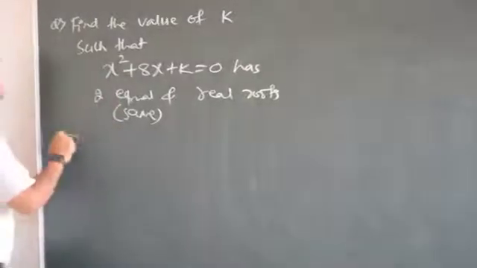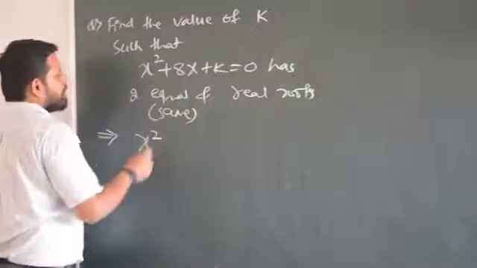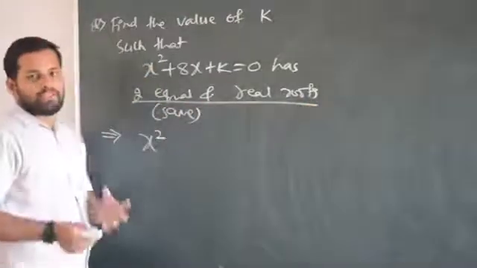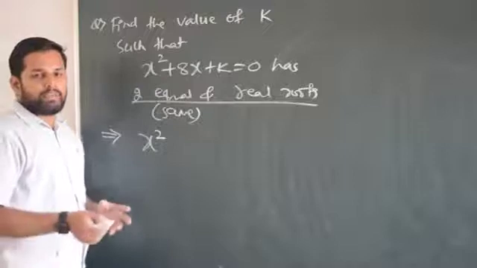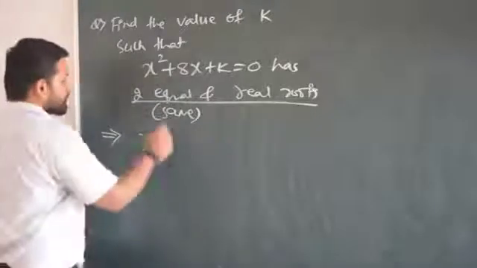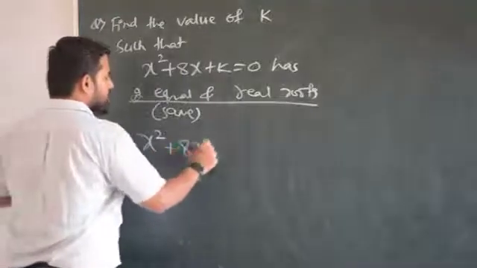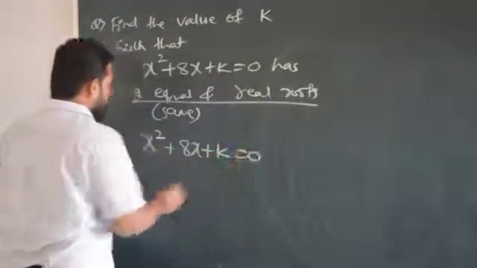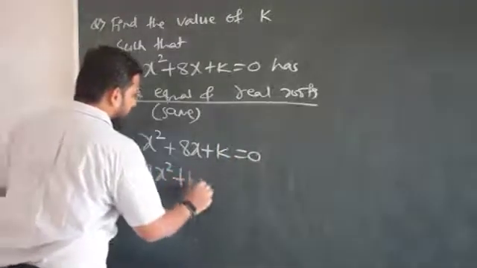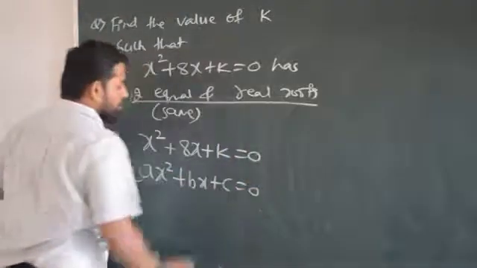Now you know how to do this. Whenever they say two equal and real roots, or two same and real roots, you know the situation. What is the situation? b square minus 4ac should be equal to 0. That should be the condition. So x square plus 8x plus k is equal to 0. I have written this. Now I have to compare it with ax square plus bx plus c is equal to 0.